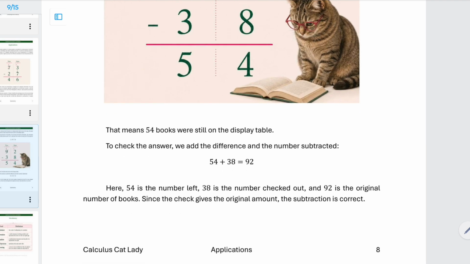To check the answer, we add the difference and the number subtracted. 54 plus 38 equals 92. Here, 54 is the number left, 38 is the number checked out, and 92 is the original number of books. Since the check gives the original amount, the subtraction is correct.